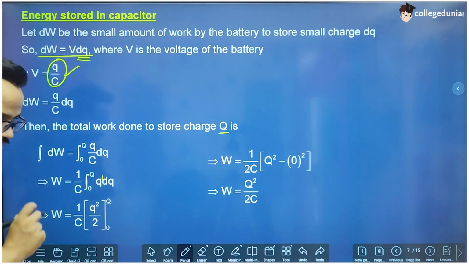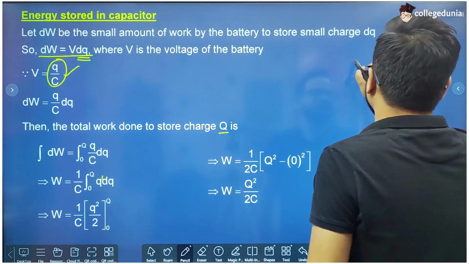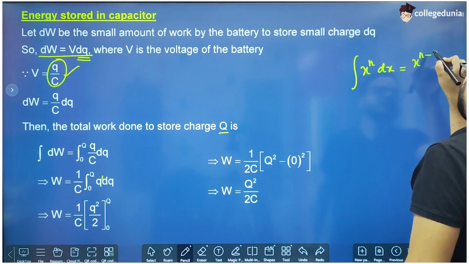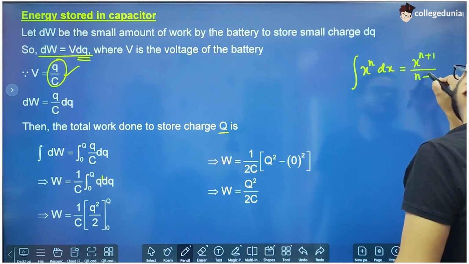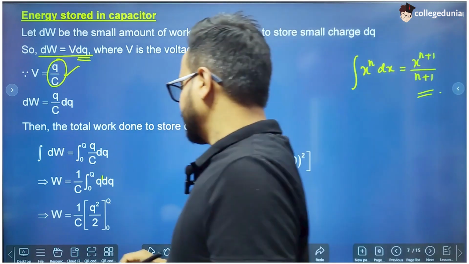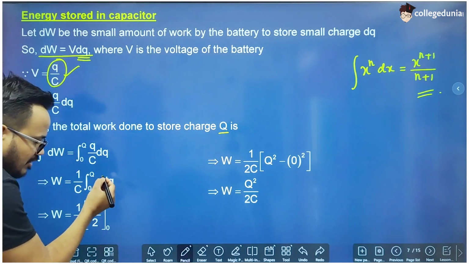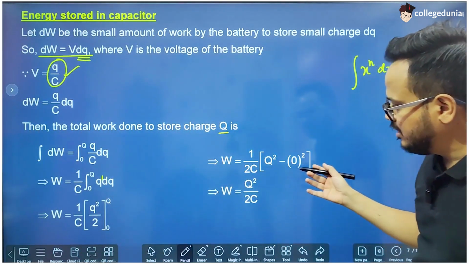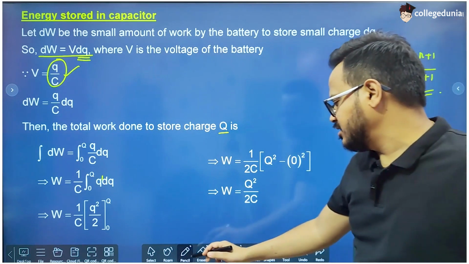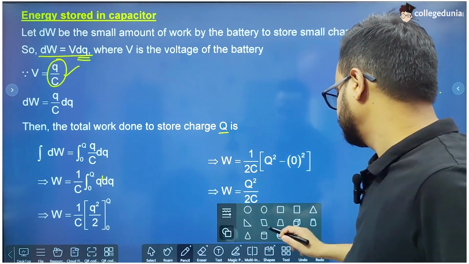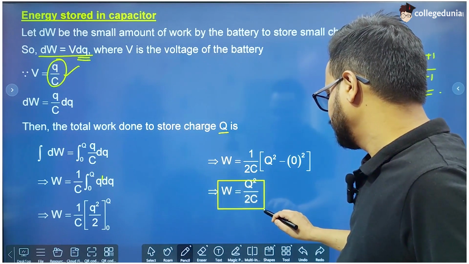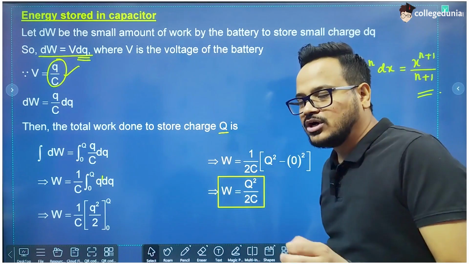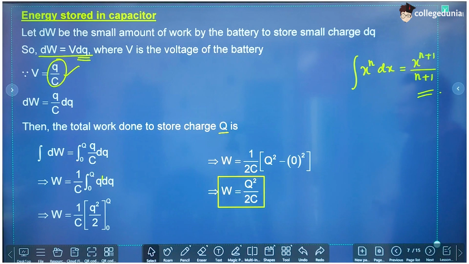Now if we use the concept of integration, integration of x raised to power n dx is what? X raised to power n plus 1 divided by n plus 1. So this becomes Q to the power 1 plus 1 by 1 plus 1, that is Q square by 2. Then upper limit, which is capital Q, minus the lower limit, which is small q. So the final result for the work done is this, and this is the total work that the battery will do to store the total charge, capital Q, on the plates of the capacitor.